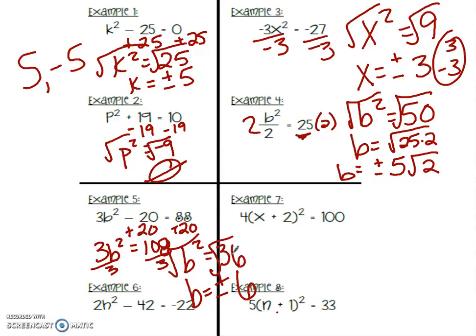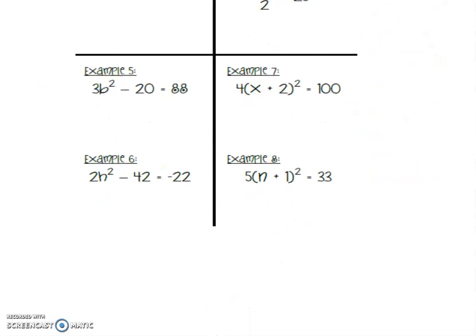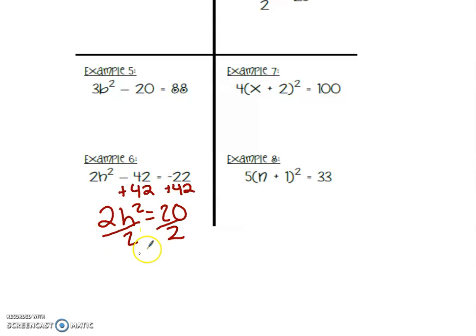All right, and let's look at example number 6. I'm going to clear off above so we have some space. Shift this up a little bit. All right, so solving equations just like we have been. So plus 42, plus 42. So we get 2h squared equals positive 20. Divided by 2, we get h squared equals 10.